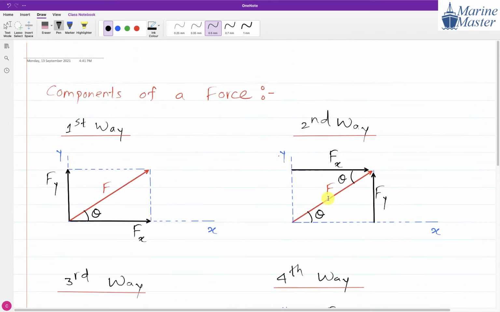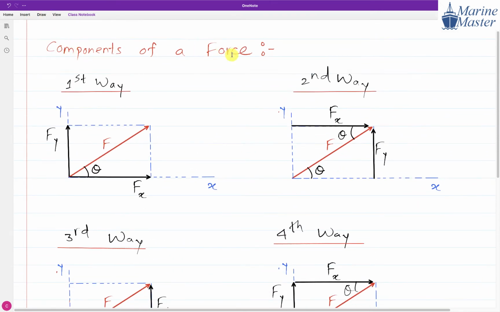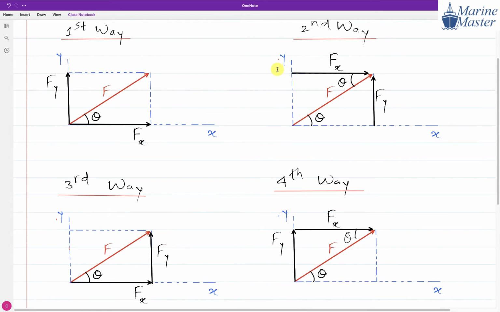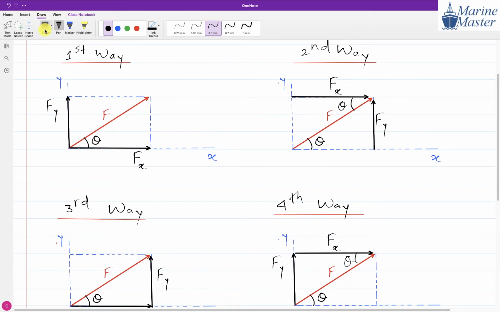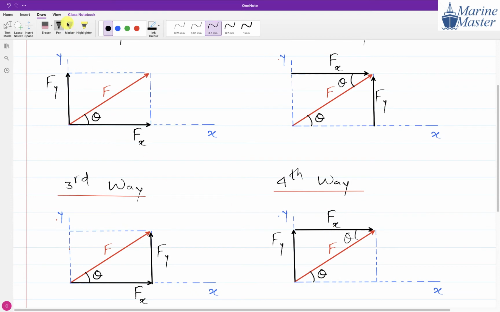So before going further, please give the heading components of a force. Now try to draw all these four figures in the same way, and remember, in all four drawings, F must be the same. Whatever the F, the same way you have to draw F here also. Understood.